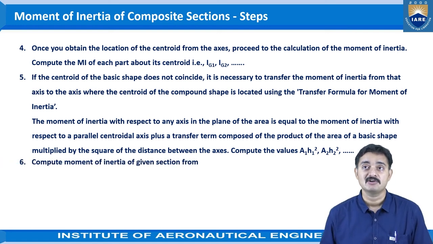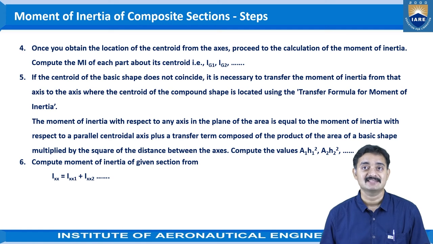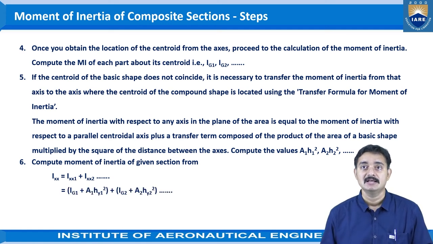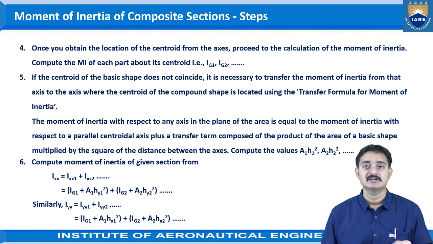Compute moment of inertia of given section from Ixx is equal to Ixx1 plus Ixx2 and so on. Then you substitute the values of Ixx1 as Ig1 plus A1 Hy1 square plus Ig2 plus A2 Hy2 square and so on. Similarly, for Iyy also, that can be taken as Iyy1 plus Iyy2, for which you can substitute Ig1 plus A1 Hx1 square plus Ig2 plus A2 Hx2 square and so on.